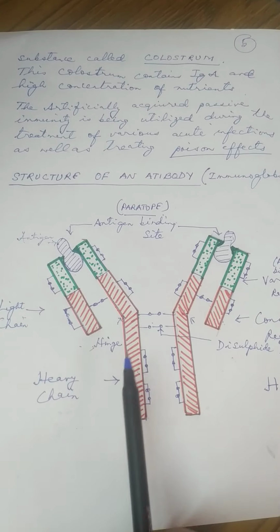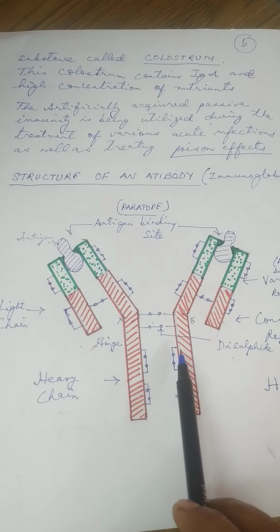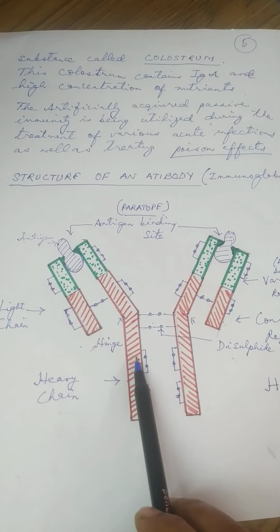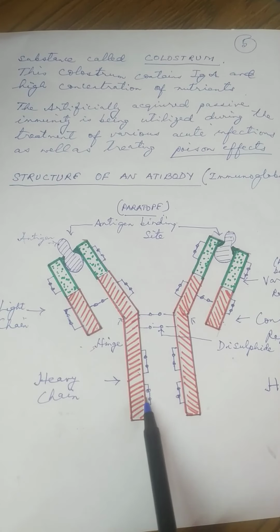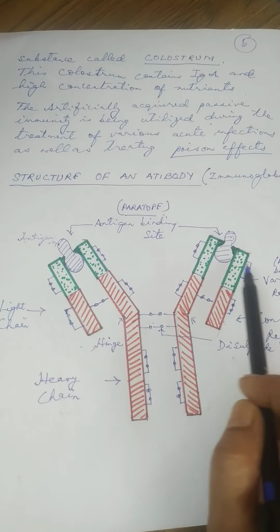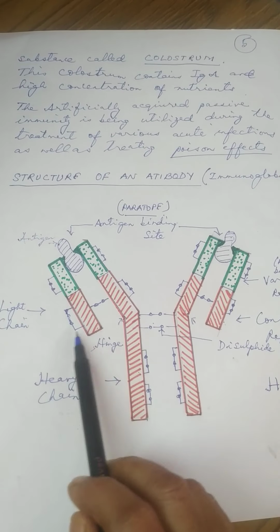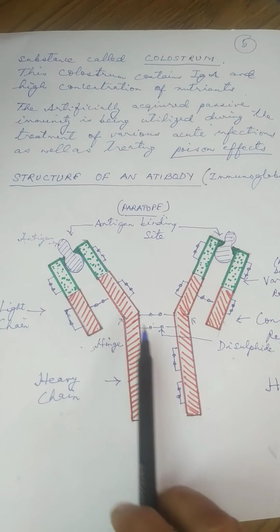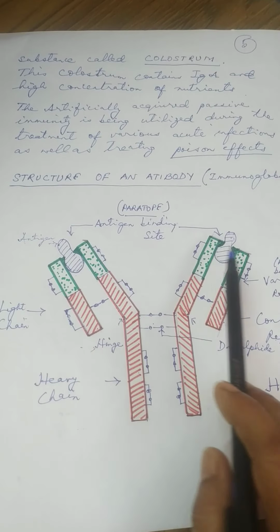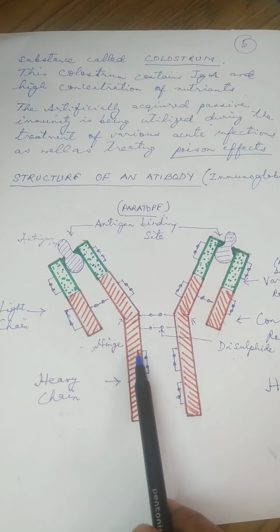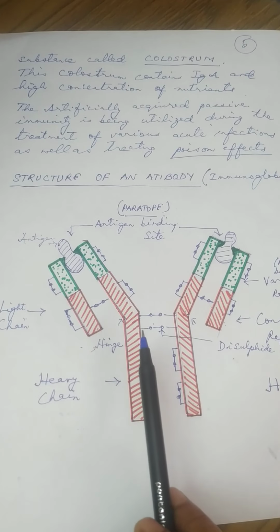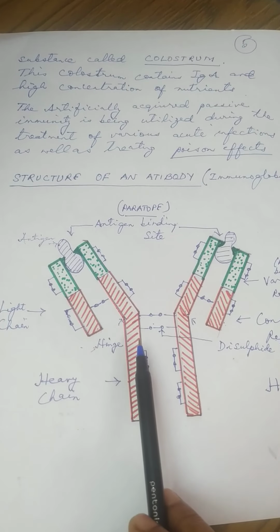Now moreover there are also disulfide bonds present within the same chain. So these, you see, they are what? They are the disulfide bonds that are present within the same chain, and all these disulfide bonds present provide stability to the antibody molecule.